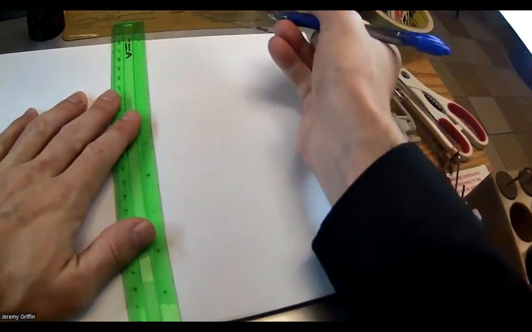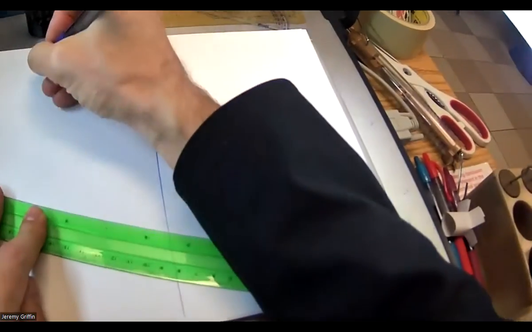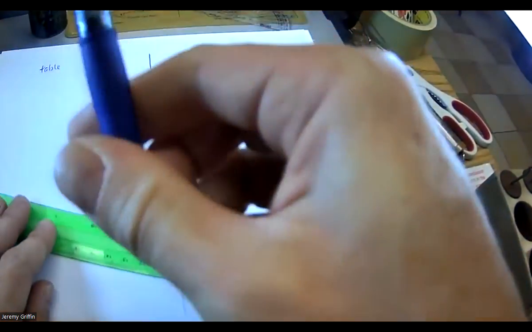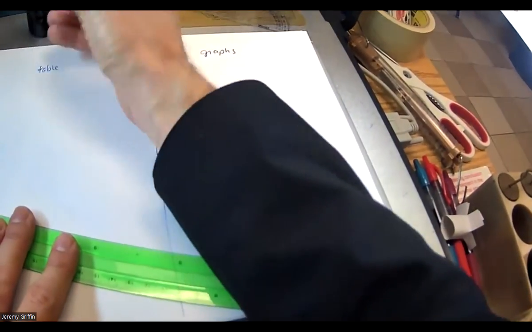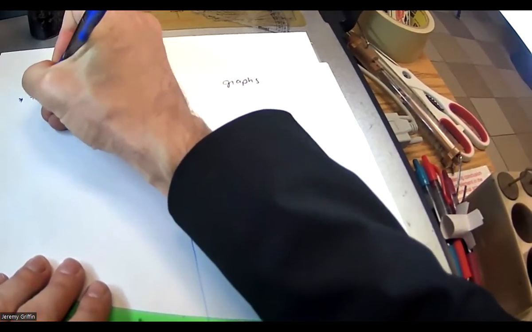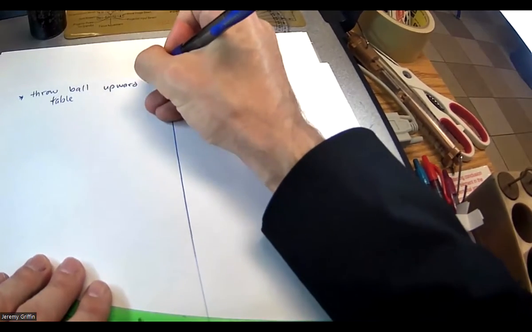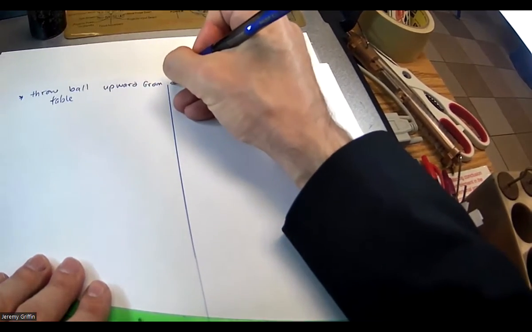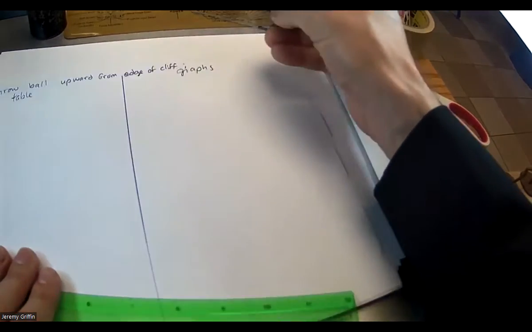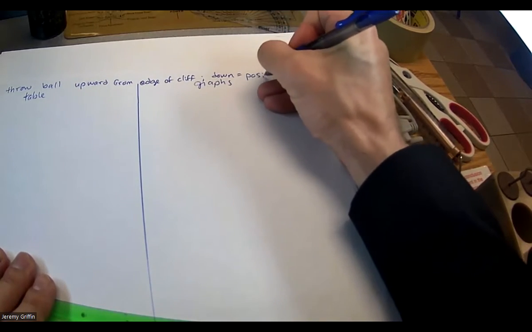Let me try this just at all that's on the screen. Just split this paper. I'll do it like table and graphs. So table, graphs, and this is going to be for this scenario. You're going to throw a ball upward from the edge of a cliff. And let's have down be defined as the positive direction, just like yesterday.